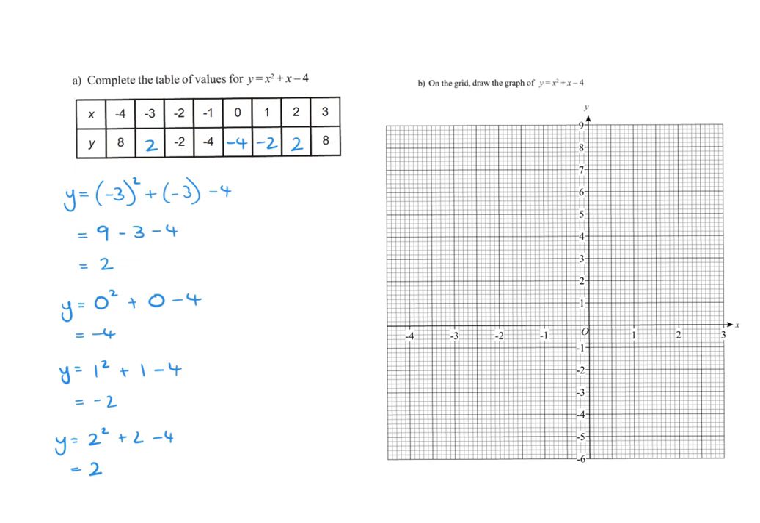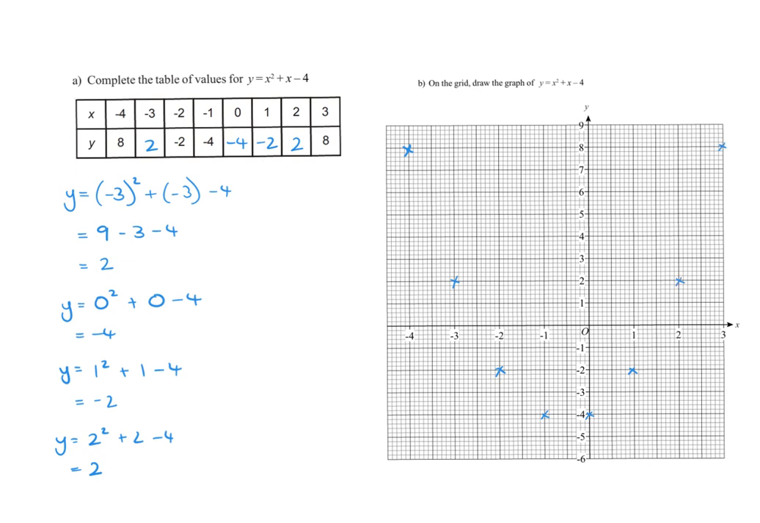So now what I'm going to do is plot these, and each column in the table corresponds to a coordinate. So the first coordinate is (-4, 8). So we go along to -4 and then up to 8. So there's my first one. And then (-3, 2). So that's going to be along to -3 and up to 2. And then we've got (-2, -2), (-1, -4), (0, -4), (1, -2), (2, 2), and (3, 8).